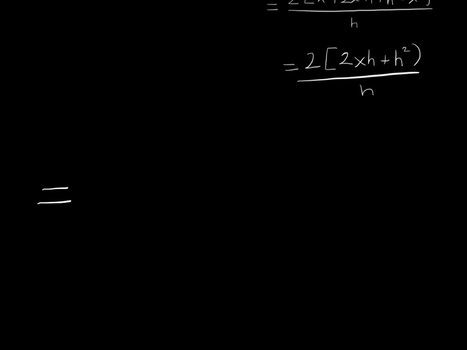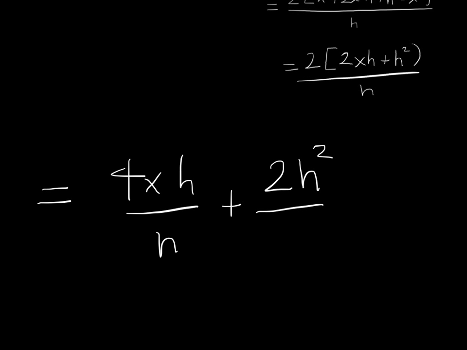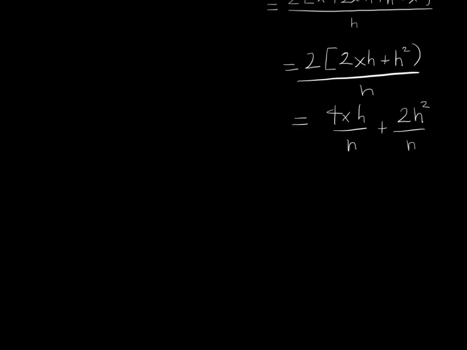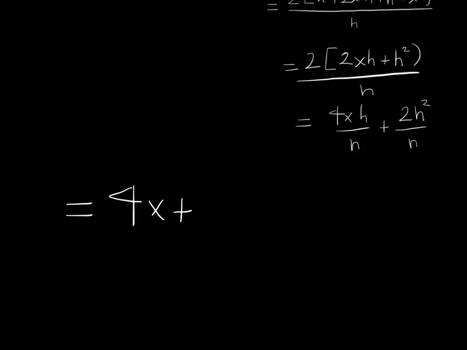And this is going to equal 4xh over h plus 2h squared over h, which equals 4x plus 2h. And this finishes the last problem on this homework.